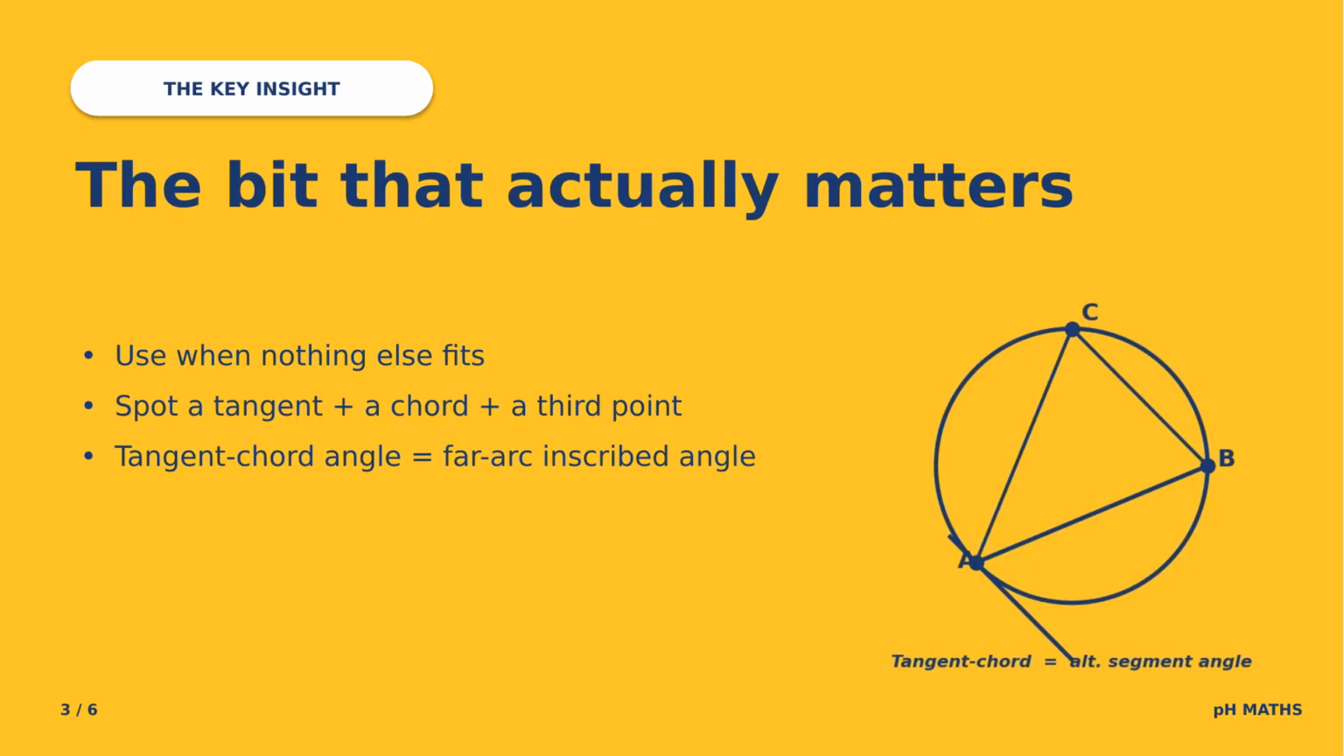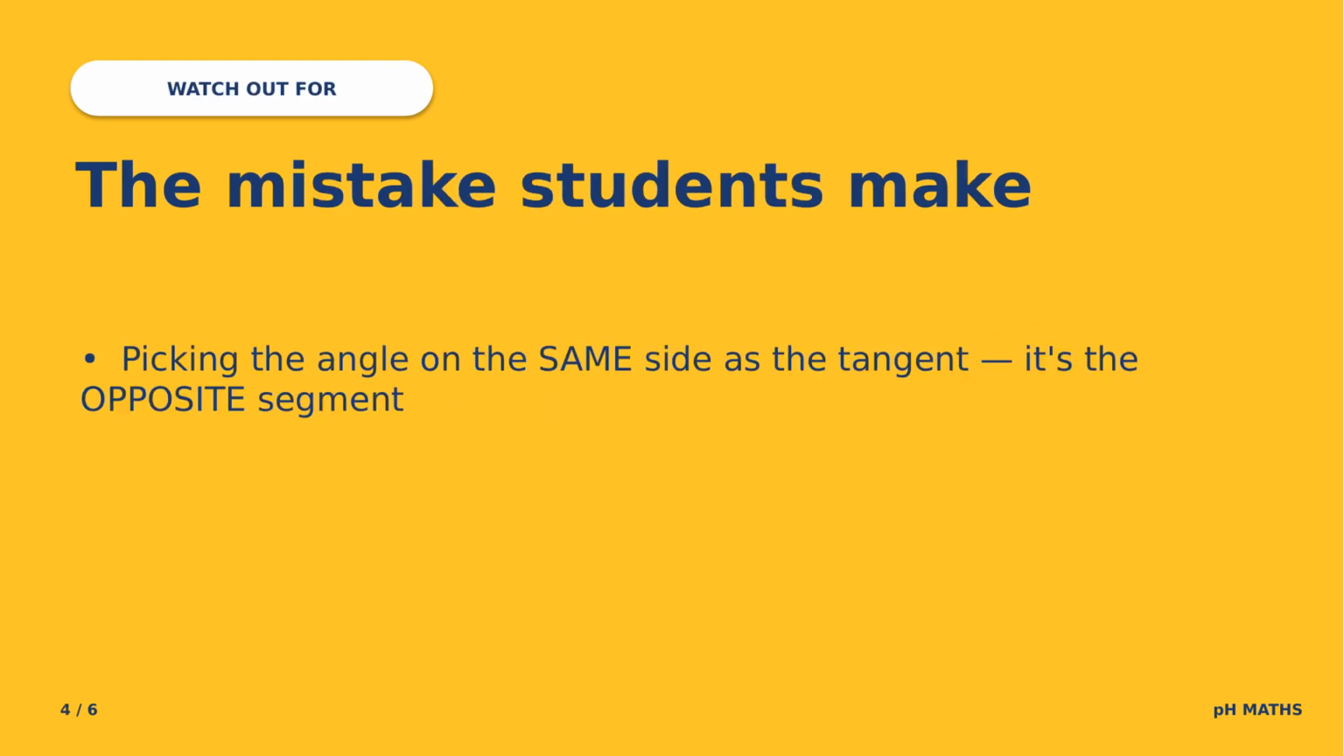Key insight. Use this theorem when nothing else fits. Spot a tangent, a chord, and a 3rd point on the circle on the opposite side of the chord from the tangent. The tangent chord angle equals the inscribed angle at that 3rd point. It's the theorem that rescues a circle problem when everything else is stuck.